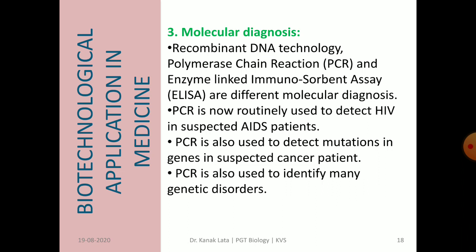Next biotechnological application in medicine is molecular diagnosis. rDNA technology, that is recombinant DNA technology, PCR, that is polymerase chain reaction, and ELISA, that is enzyme linked immunosorbent assay, are different molecular diagnosis methods. Polymerase chain reaction is used to detect HIV in suspected AIDS patient, to detect mutation in genes in suspected cancer patient, and also to identify many genetic disorders.